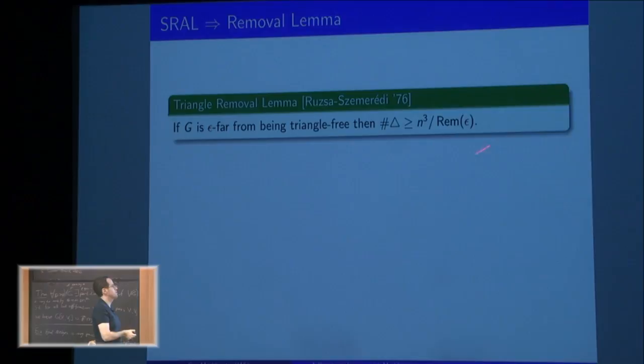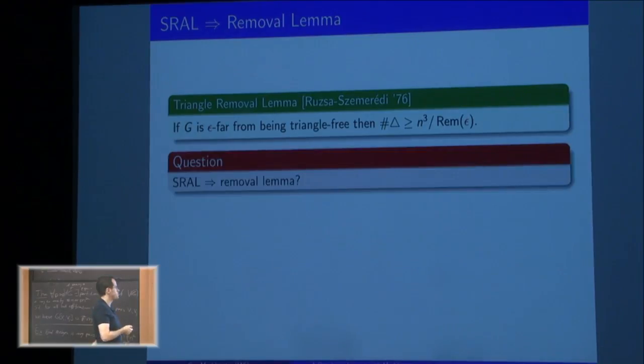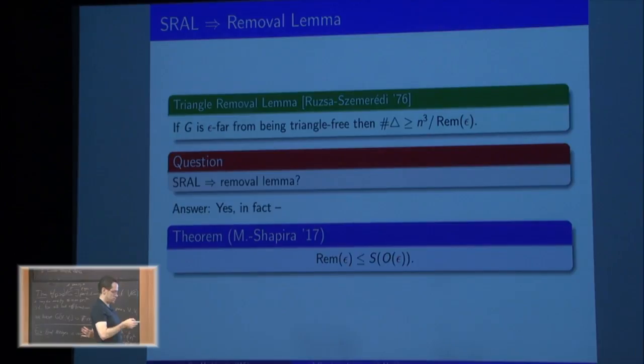So again, here's the statement of the triangle removal lemma. It says that if your graph is epsilon far from being triangle free, then the total number of triangles is large. Does SREL imply the removal lemma? Yes. In fact, we get essentially very clean bounds. The same bound that you get if you take S of P and plug in epsilon instead of P, now the parameter for the removal lemma. S of epsilon essentially gives you the same bound for the removal lemma. So this greatly improves the Fox result. I will talk about this.